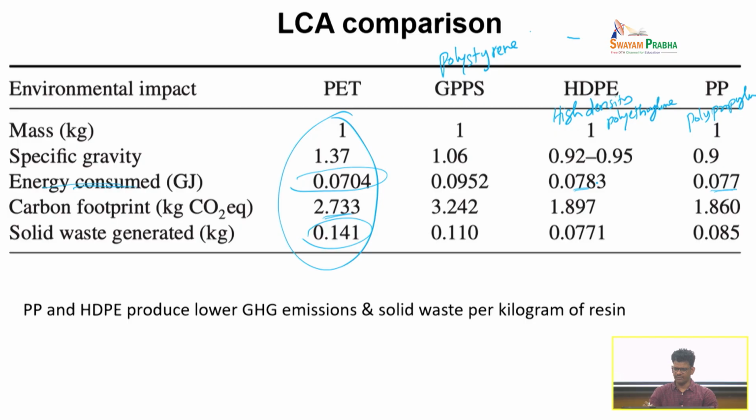So, what we see here, if you look at energy consumed, the values are not very different from each other. They are all roughly about 0.07. Polystyrene requires a little bit higher energy. From an energy point of view they are all very similar. And if you look at carbon footprint, how much equivalent CO2 is emitted, you see that polystyrene ranks the highest in this table. Polypropylene and HDPE are very similar, and PET is something in between.